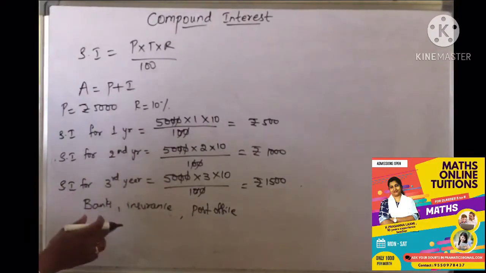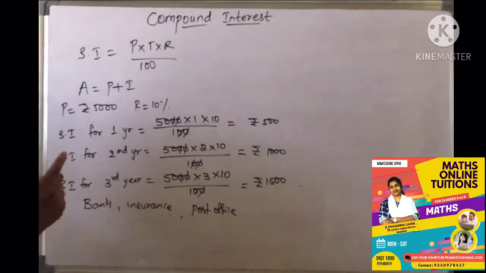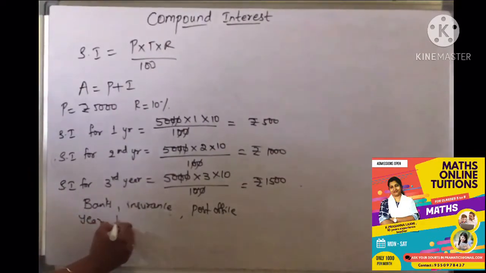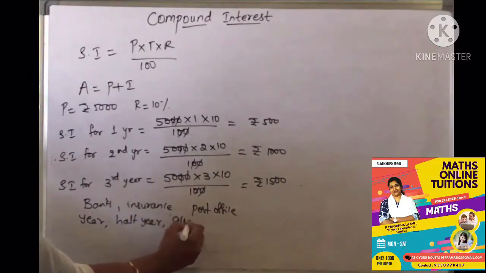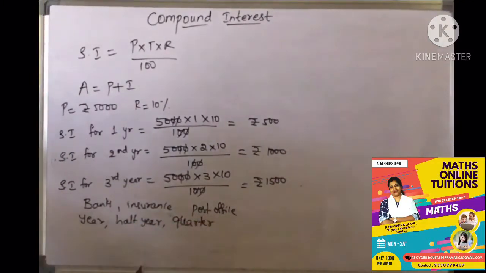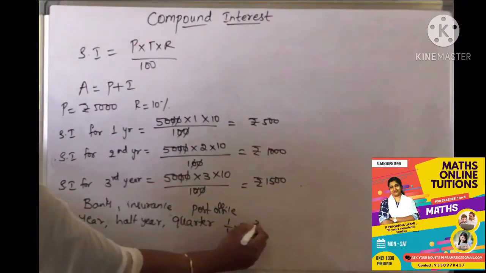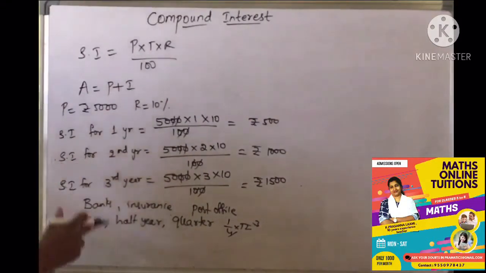In this method, the borrower and the lender agree to fix a certain time interval, say a year, half year or quarter. Quarter means what? 1/4 of 12, that is 3 months, for the computation of interest and the amount.